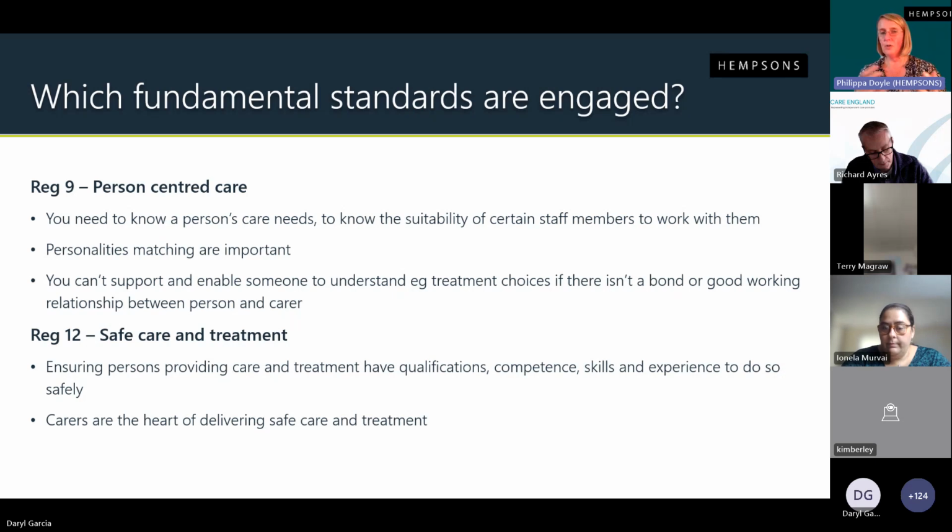It leads into Regulation 12 that we've already talked about as well, where you need to ensure that the people providing care and treatment have got qualifications, competence, skills and experience to do so safely. And the carers are at the heart of delivering safe care and treatment. So you've got to know that the people who are doing the caring feel cared for themselves. Otherwise, they're not going to be able to deliver the best possible care and support to the people within your service. Moving on to the next slide, please, Daryl.